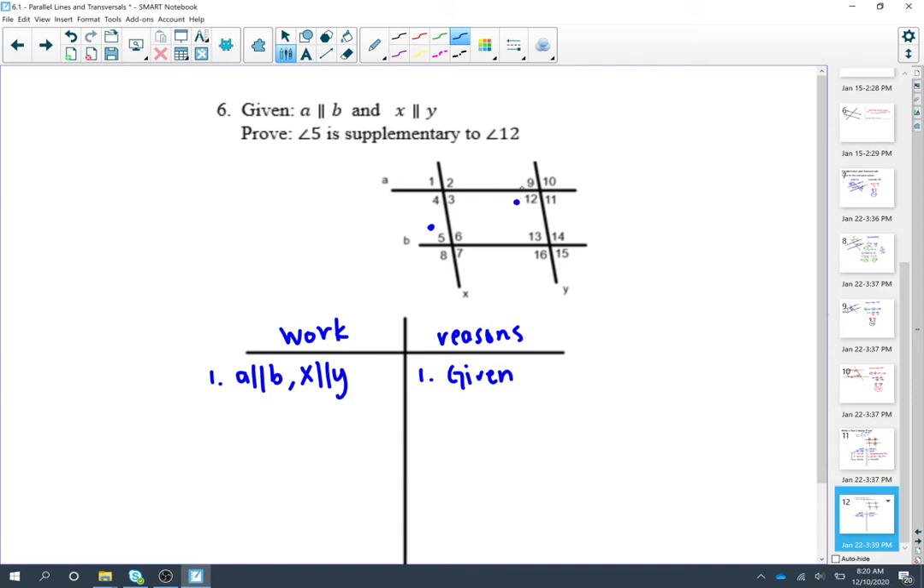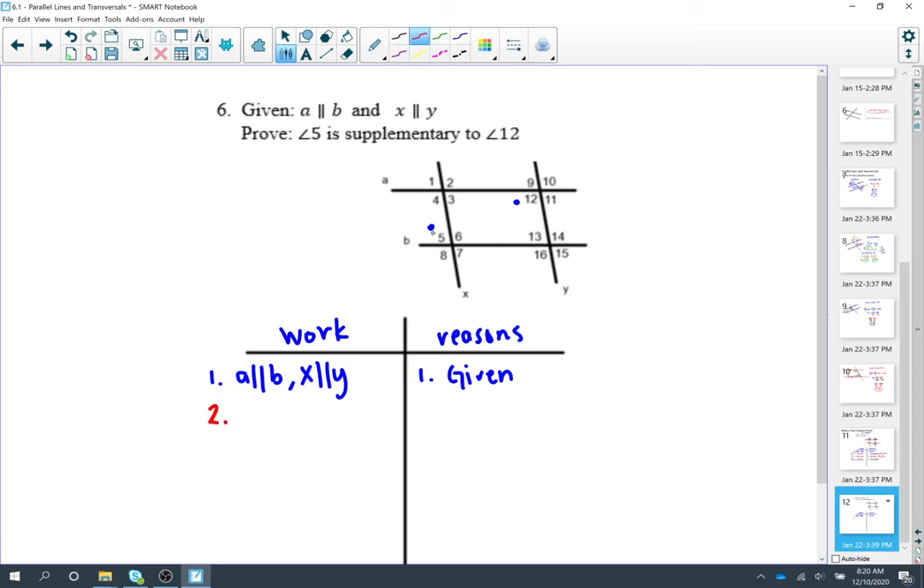Not congruent, supplementary. Okay, so just like before, 5 we can either relate to this group up here or this group over here because we can only go up or down. You can't go crisscross, so we don't have a relationship between this set and this set. So we have to somehow either get up or over and then relate to 12. So I'm going to look and I'm going to say number 2.